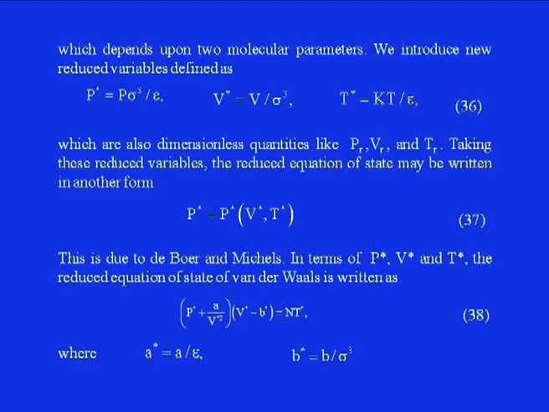So, there is a printing mistake, I think it is p star plus a star by v star square. Sorry, please check it, please correct it.